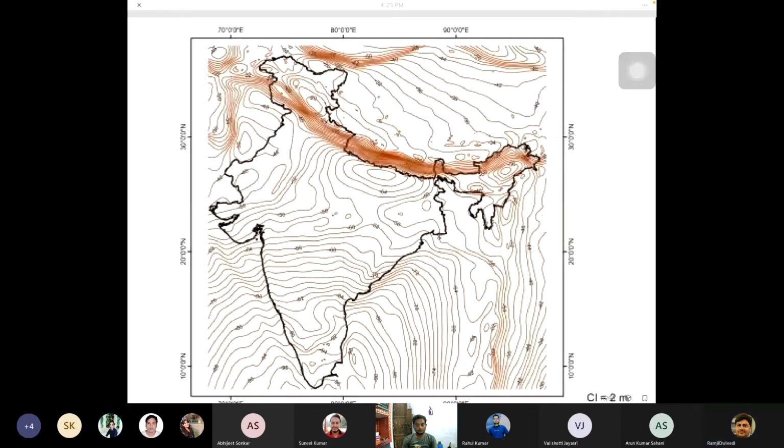Okay, so this is one very beautiful picture depicting how the Earth is defined, how the geoidal undulations are defined, and how it is relevant in terms of understanding the topography. Okay.